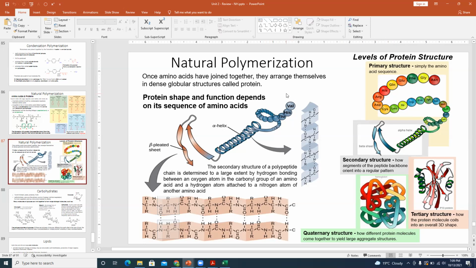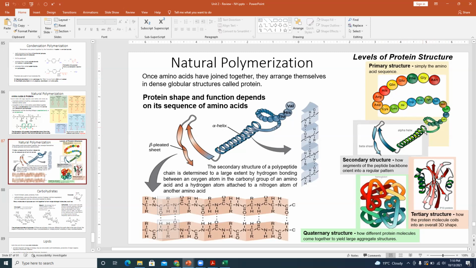And protein shape and function depends on this sequence, this primary sequence of amino acids. So the primary sequence is just simply the order of the amino acids in the sequence. This is the primary sequence of a protein structure. It's just which amino acid follows which other one in a chain. So this primary structure then forms what's called a secondary structure.